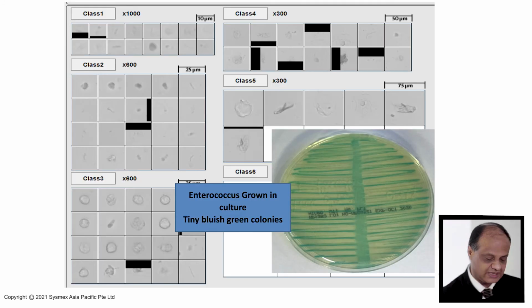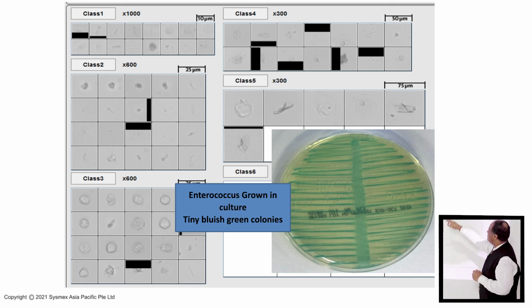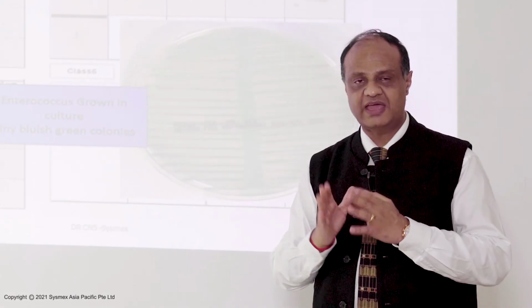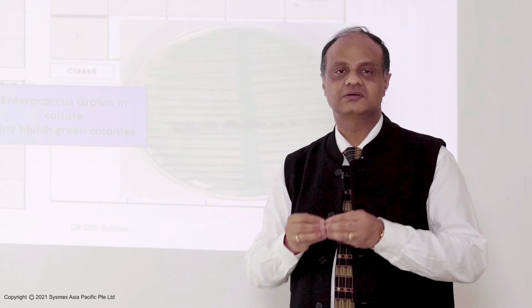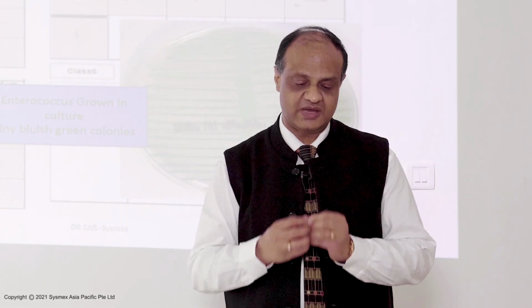So let's see the urine culture for this case. Here the UD imager shows a lot of WBCs, and if you see the class 1 there, you see small rod-shaped bacteria over there. The culture of this grew enterococcus, which are tiny bluish green colonies on this petri dish. So a beautiful illustration of a case where we are able to pick up urinary tract infections based upon the urine analysis machines itself.